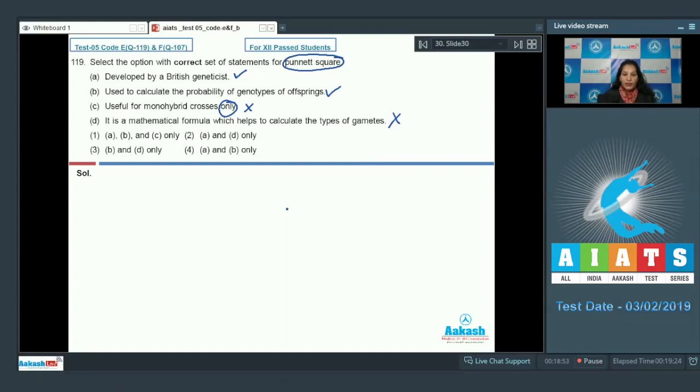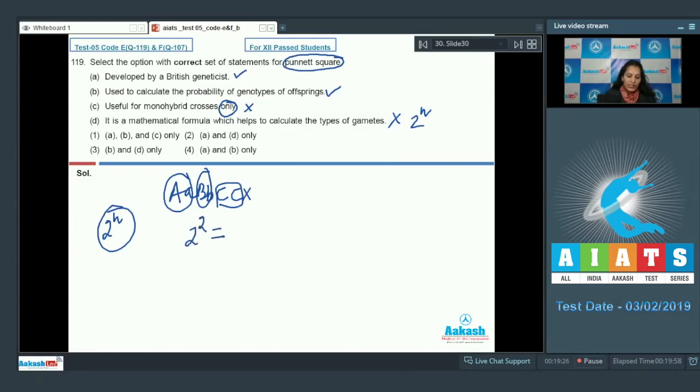So the mathematical formula which helps you to calculate the types of gametes is 2 raised to the power n, where n is the number of heterozygotes. For example, if this is the genotype of an individual, then you can calculate the types of gametes by applying the formula 2 raised to the power n. How many heterozygous pairs are present? 1, 2, and both are homozygous here, so they will not be considered. So 2 raised to the power 2, that is 4. So the correct option for the given question is option number 4.